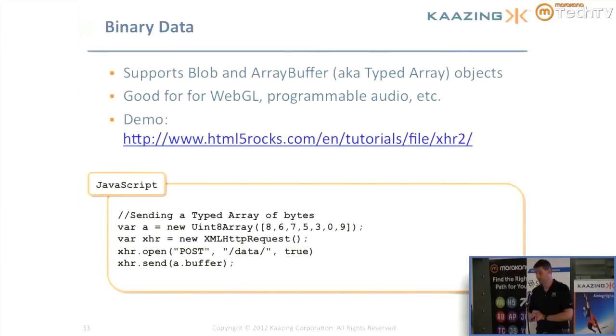Now, binary data is also supported. You can have either blobs or typed arrays. This is really good if you want to upload, let's say, files. There's a new file API that you can start using. You can make an XHR get or post, and you can start working with binary data for audio and things like we talked about in the last event. So that's another thing you can do. There's a nice little demo.